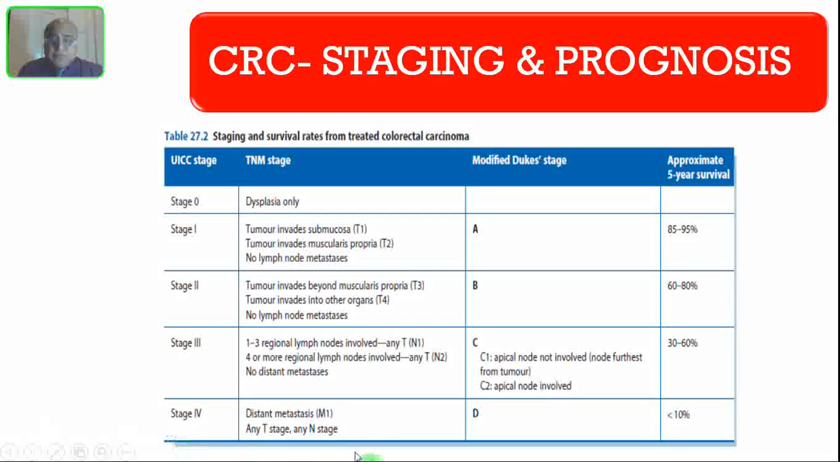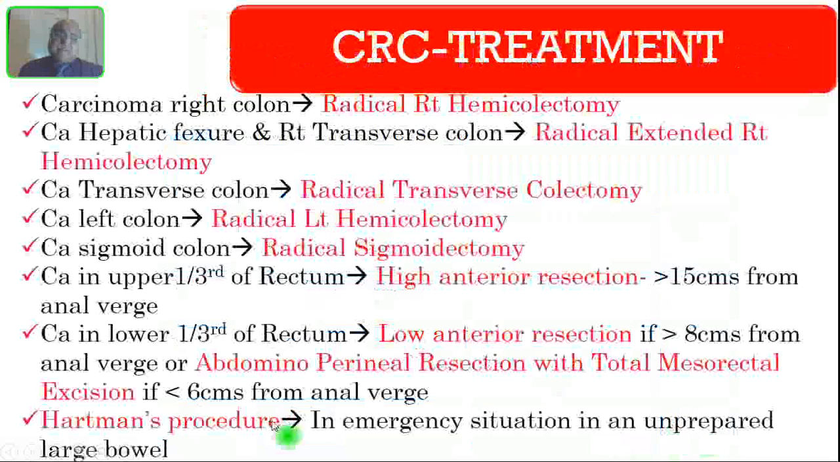In stage 4, in TNM stage, there will be distant metastasis, that is M1, any T or any N. So this is in modified Osler-Collar-Dukes classification, it is grade D. So the survival rate is only less than 10%.